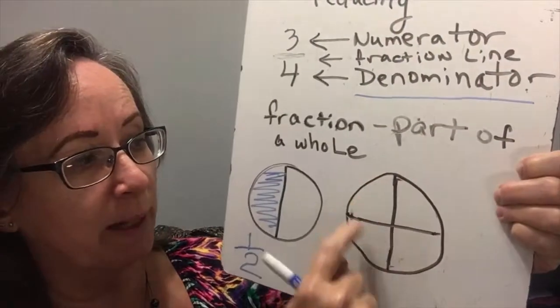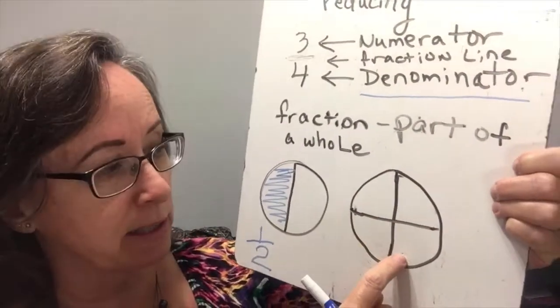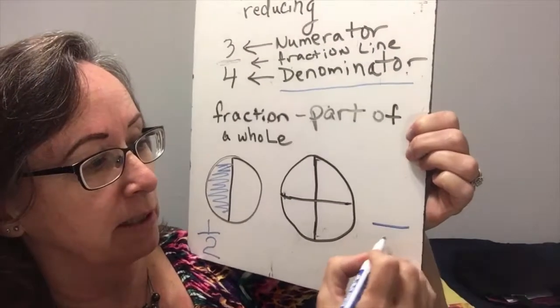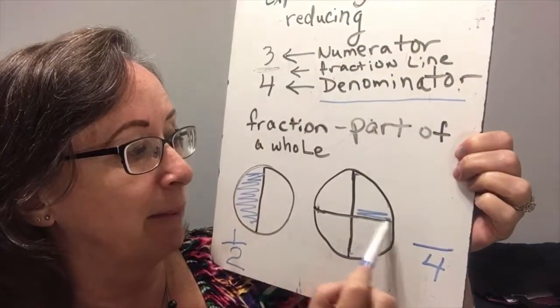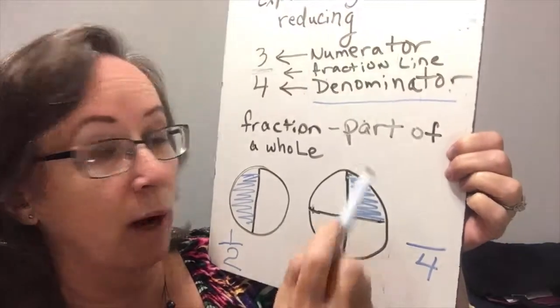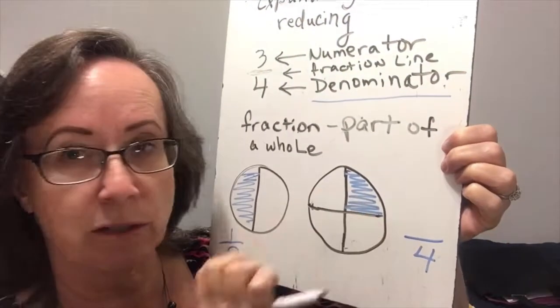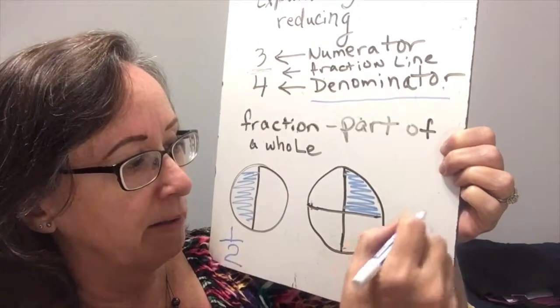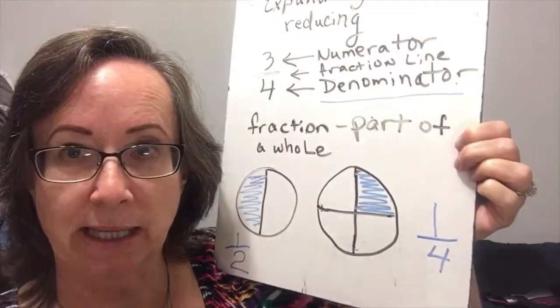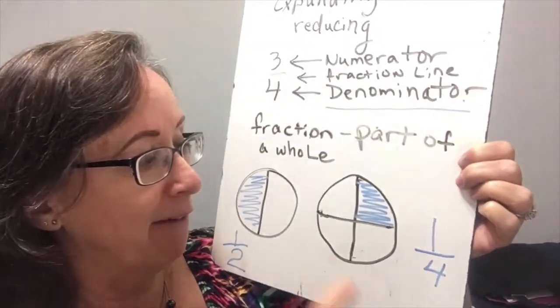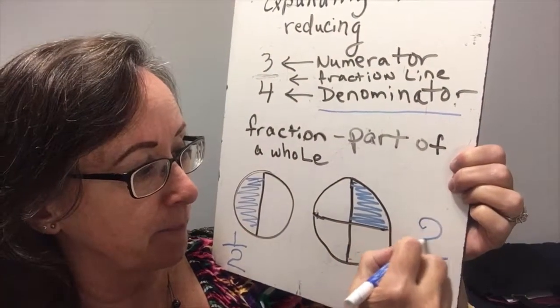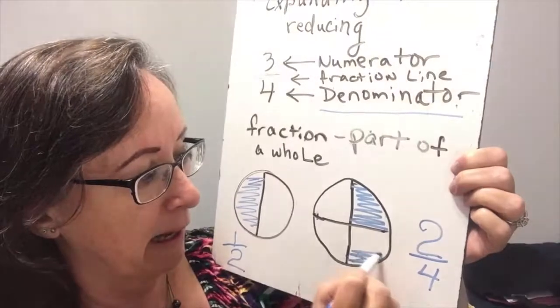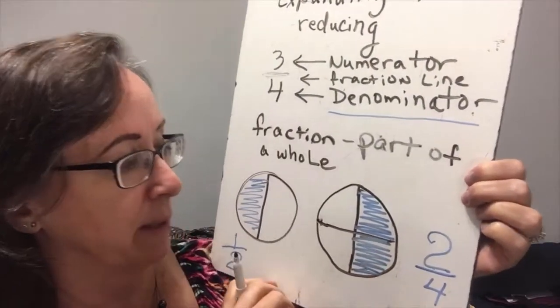So over here we have 4 equal parts. So on the bottom, our denominator will be fourths. Okay, so if I'm going to just talk about one of those fourths, then the fraction that represents will be 1/4. If I wanted to talk about 2 of those fourths, then I would need to shade another one.